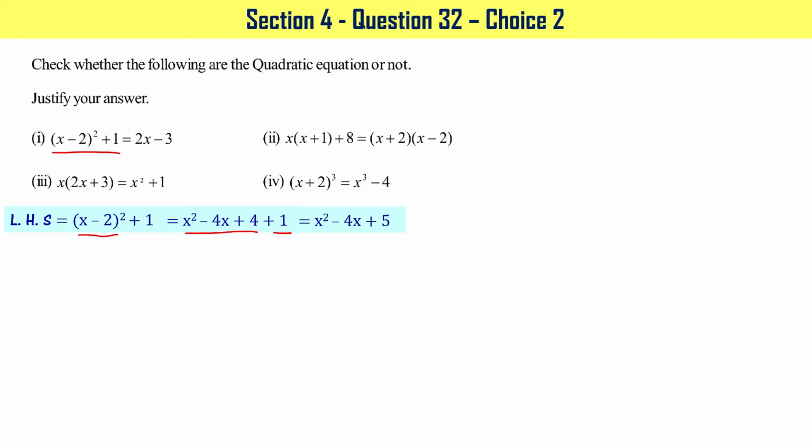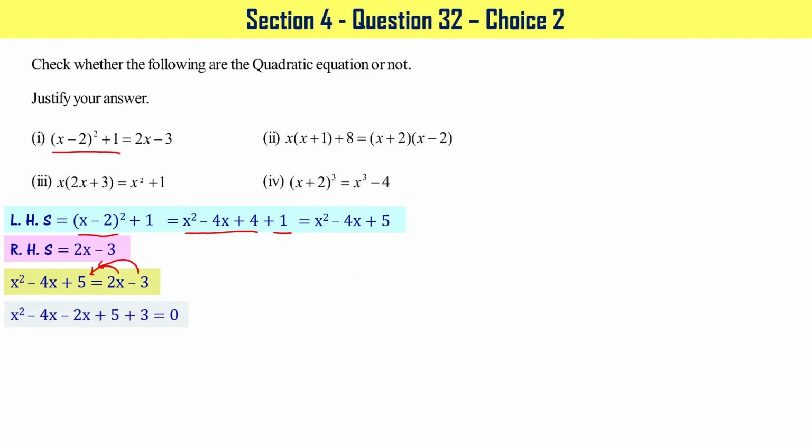And when you simplify it, it can be written as x square minus 4x plus 5, right? Now let's write RHS, that is 2x minus 3. This cannot be further simplified. So let's equate LHS equal to RHS. It means x square minus 4x plus 5 equal to 2x minus 3. Now I'll take this 2x and minus 3 onto the other side. This is called transposing, right? When you do that, you get x square minus 4x minus 2x plus 5 plus 3 equal to 0. You further simplify it such that you get x square minus 6x plus 8 equal to 0.